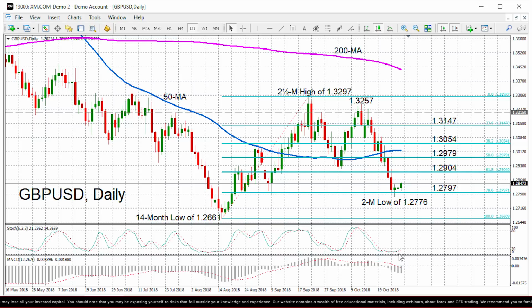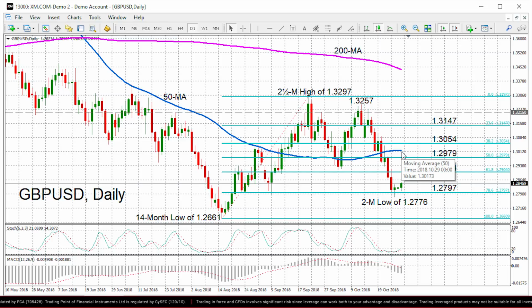However, if we have a look at the stochastic oscillators, they are in oversold territory, so perhaps we are due for an upside correction. If that was to take place, we could see resistance coming from just at the 1.29 handle, which is the 61.8% Fibonacci retracement. Further up, there is the 50% Fibonacci at 1.2979. Also, the 50-day moving average is just above 1.30.